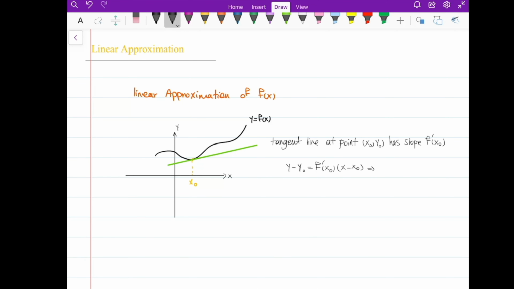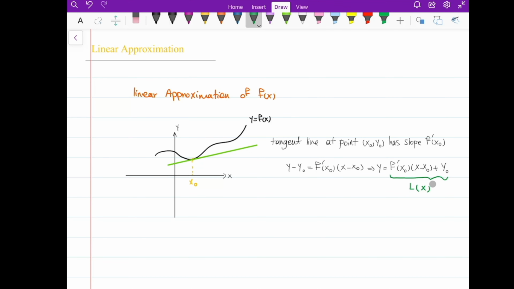I'm gonna bring y naught, which is just a number, on the other side. I'm gonna get y equals f prime of x naught times x minus x naught plus y naught. I'm gonna call this part L of x. Since f prime of x naught is just a number, x naught and y naught are numbers, and x is the only variable, I have L of x.